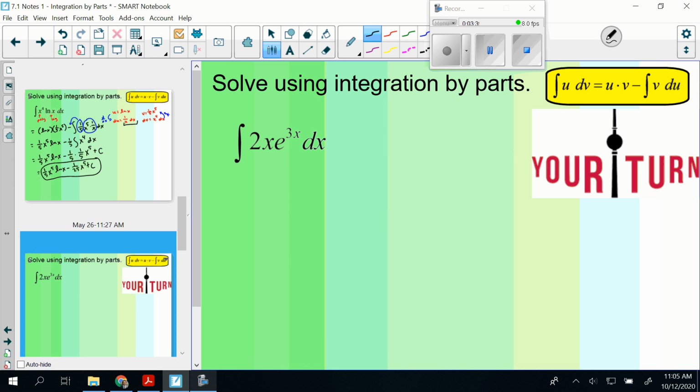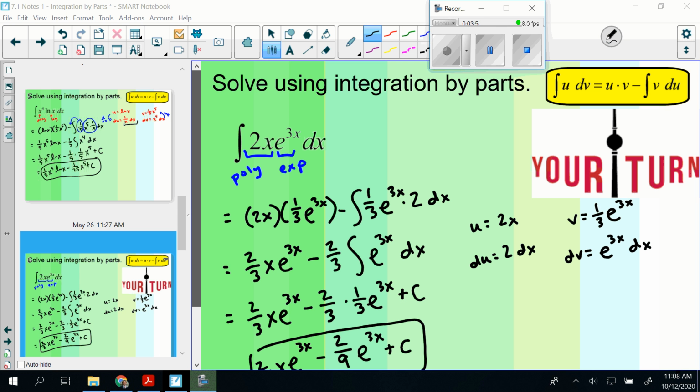All right, let's have you try this one. Why don't you pause the video and see what you come up with first. Remember, your first choice, you've got to figure out, we've got these two functions here. Which one is going to be your selection for u? All right, let's see how you did here.